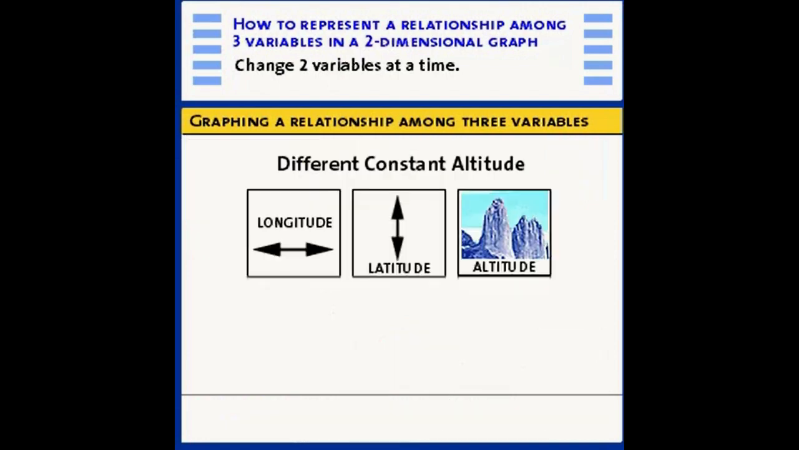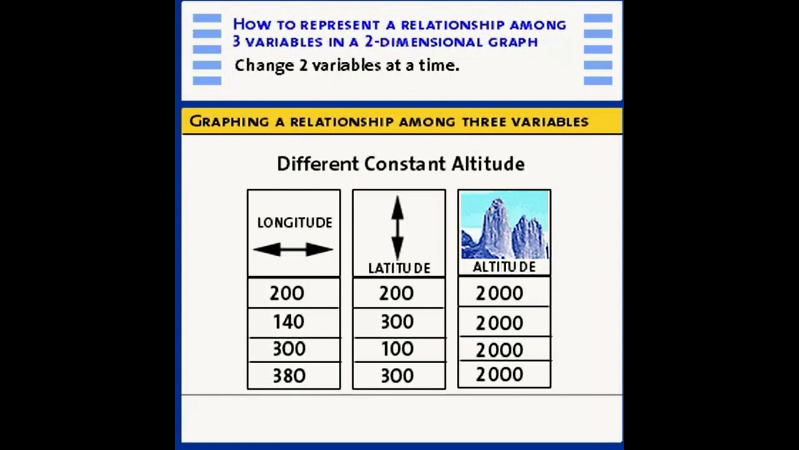Suppose we look at this table of numbers. Here are combinations of latitude and longitude that have a constant altitude of 2,000. 200 north and 200 east gives us an altitude of 2,000. Same with 140 and 300, and so forth. Each set of combinations here of latitude and longitude gives us a constant altitude of 2,000. So now let's represent this set of points with a different isoquant in the same graph.